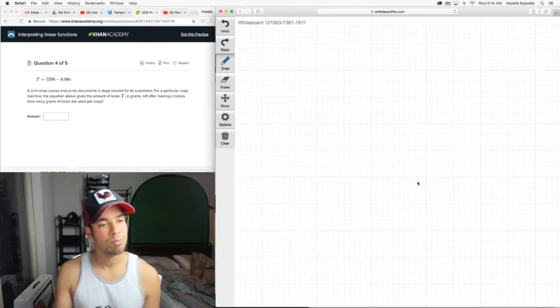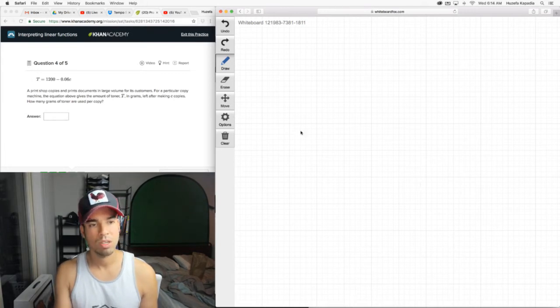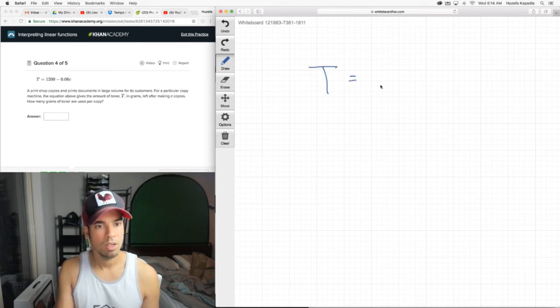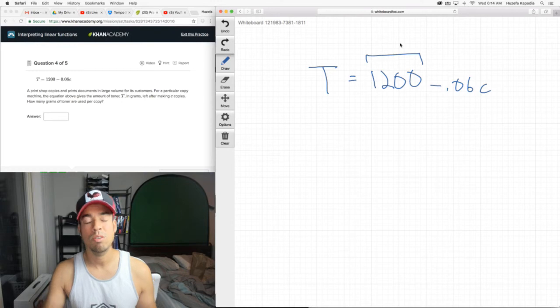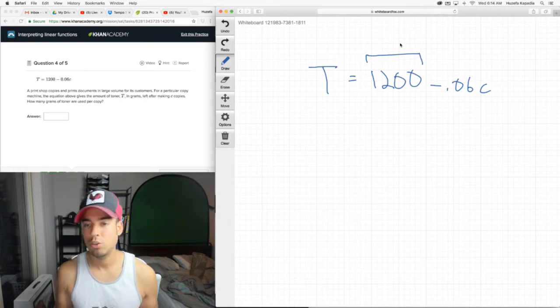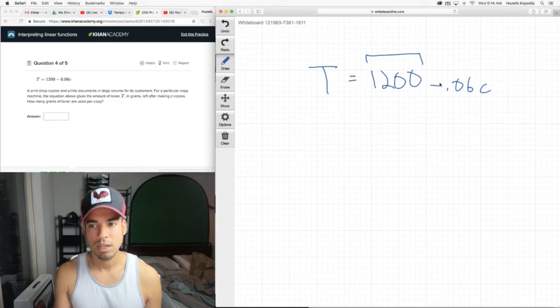A print shop copies and prints documents in large volumes for its customers. For a particular copy machine, the equation above gives the amount of toner, T, in grams left after making C copies. So look, here's our constant. This is always our starting point. So it's like we have 1,200 grams of toner to start with. And then we make a number of copies.